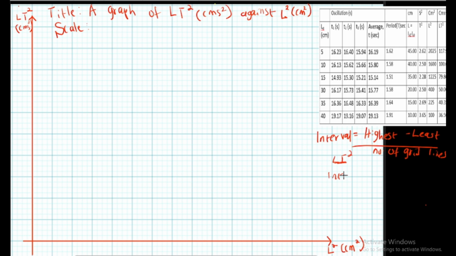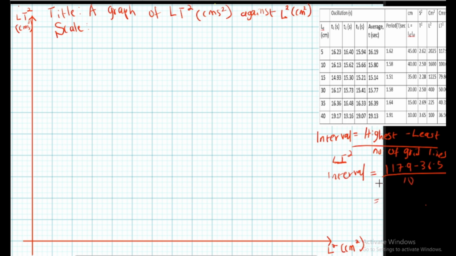So our interval here will be equal to, now what's the highest value for the LT square axis? The highest value we have from our table of values is 117.9, and then the least is 36.5. So say 117.9 minus 36.5 divided by the number of grid lines. That's the thick lines we have. We have 1, 2, 3, 4, 5, 6, 7, 8, 9, and then this is 10. So say divided by 10.